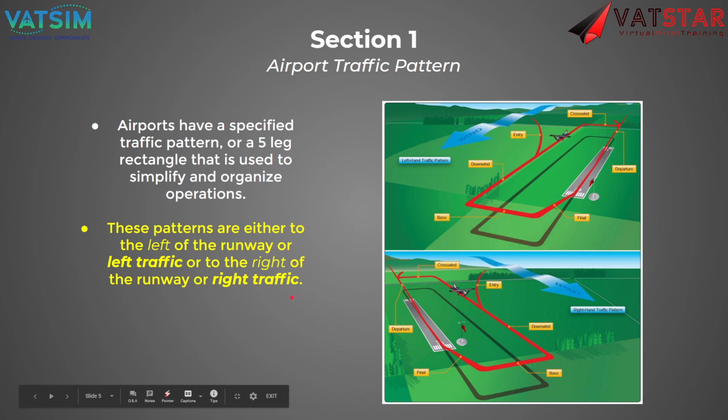Now, when we're entering these patterns, when we're going into the airport, the most common entry to the pattern is what we call a 45 to the downwind.